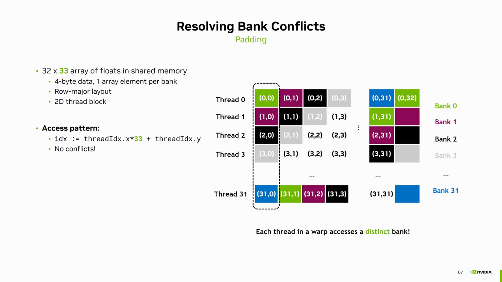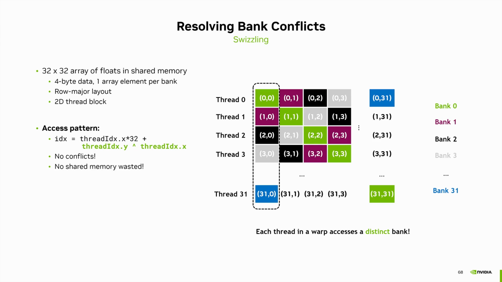And we end up with something that looks like this, okay? And this resolves our problem because we end up having threads in a warp, which are accessing a column, working on different banks. Now, another solution, which doesn't waste shared memory, because we don't need to pad, is to actually change the way we index the data. So we can do something which is called swizzling. If we do this, we get the same effect, but without wasting shared memory.